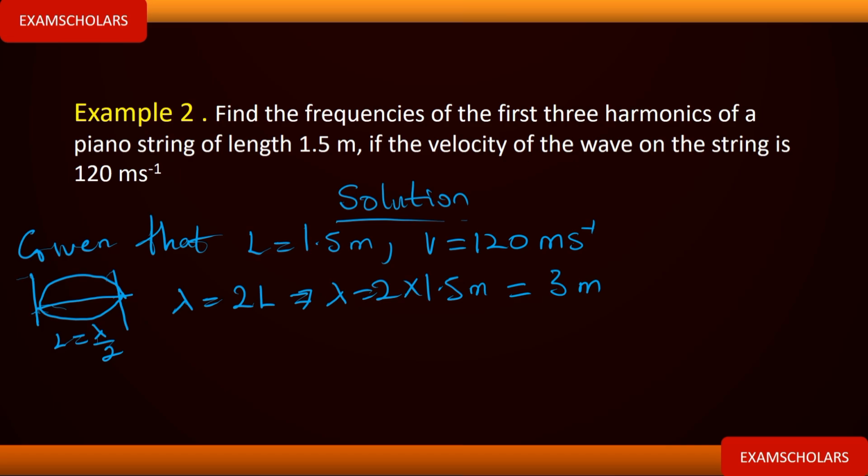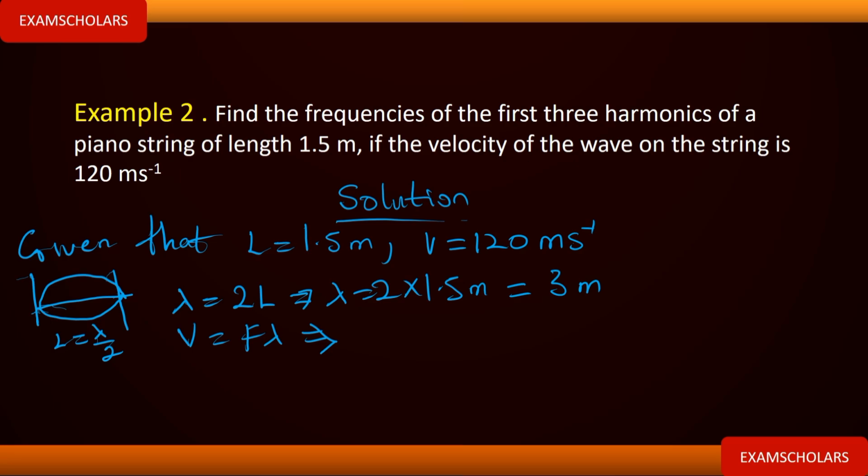This is the wavelength. Is there a relationship between frequency, wavelength, and speed? You know that V is equal to f lambda. So velocity is equal to frequency multiplied by the wavelength. Just substitute the value and make frequency the subject of the formula.